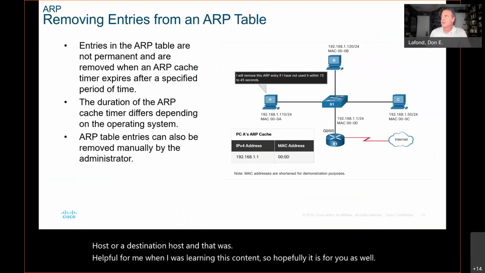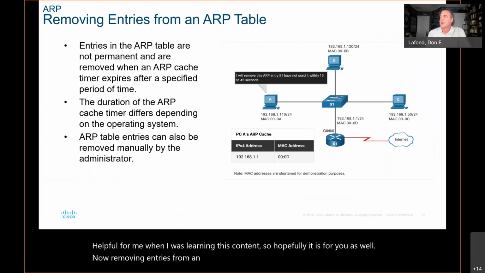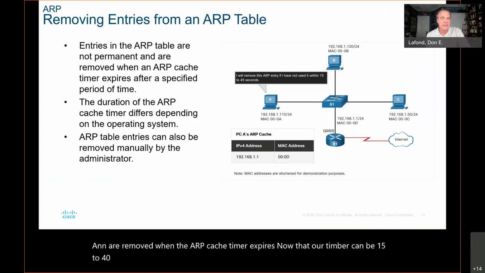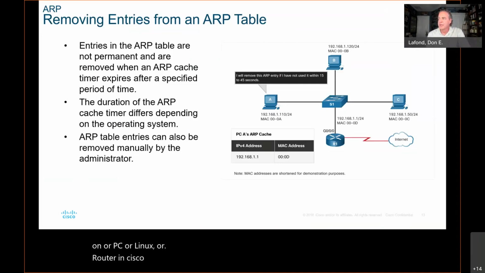Now, removing entries from an ARP table. Entries in an ARP table are not permanent and are removed when the ARP cache timer expires. Now, that ARP timer can be 15 to 45 seconds based on the type of operating system that you are on, a PC or Linux or router and Cisco equipment. And the ARP table entries can also be removed manually by the administrator.